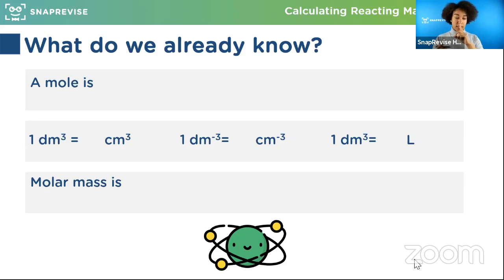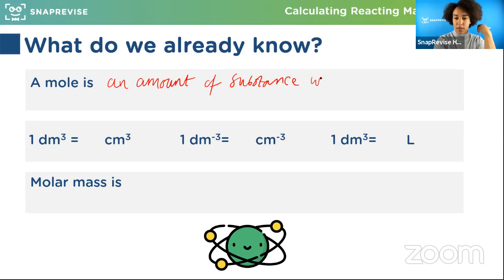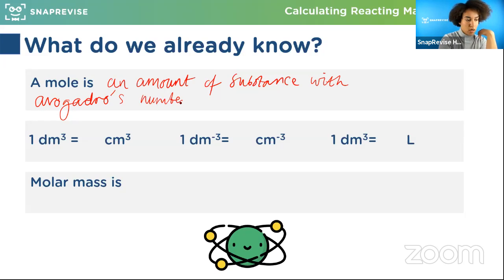So you're right. The first thing that you usually get when you Google a mole is it just says an amount of substance, which is not that helpful, right? Because how much substance? The amount of substance that a mole is, is Avogadro's number amount of substance. This is just a standard number that Avogadro came up with for carbon-12, which we went over a bit more last time.